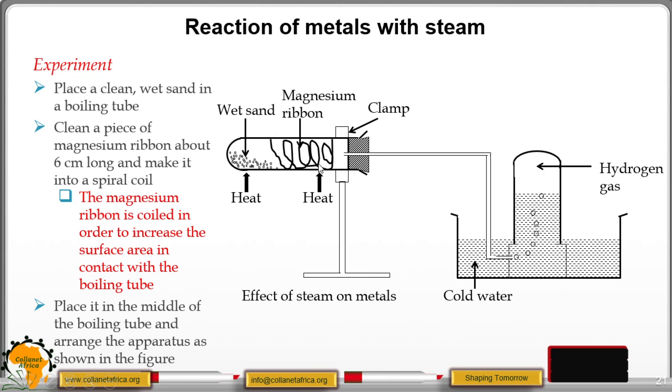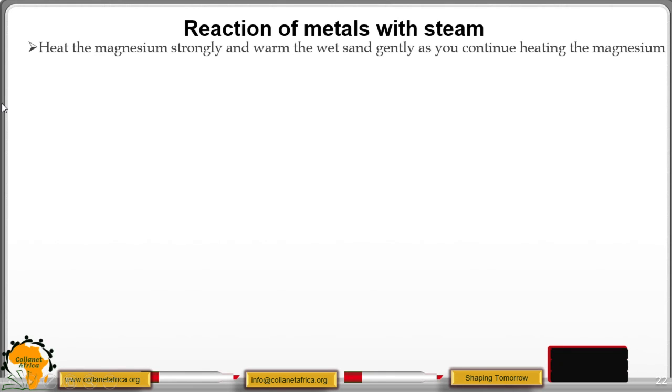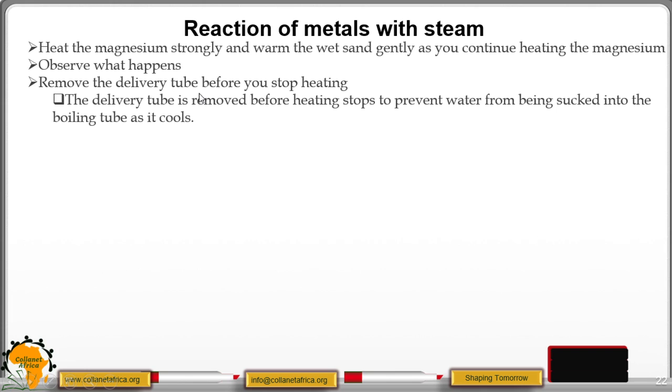Then you have to heat the magnesium ribbon. This is our hydrogen gas that is being obtained, and you can see these bubbles indicate that there is production of the hydrogen gas. So that's the setup that is normally used when you are reacting metals with steam. Heat the magnesium strongly and warm the wet sand gently as you continue heating the magnesium. Observe what happens. Remove the delivery tube before you stop heating.